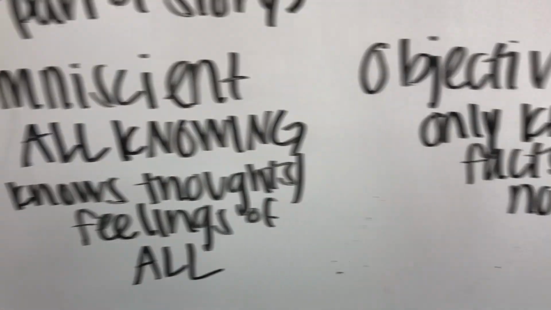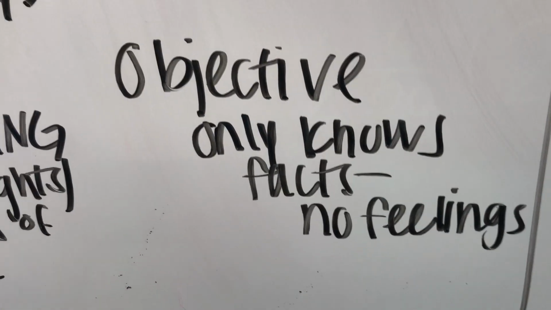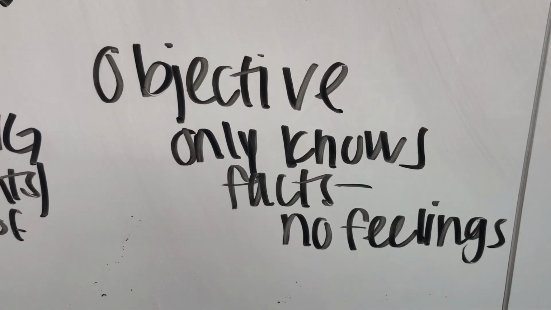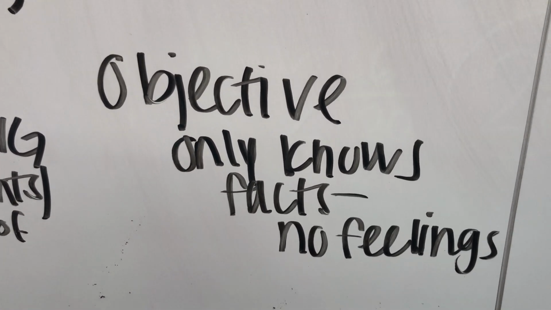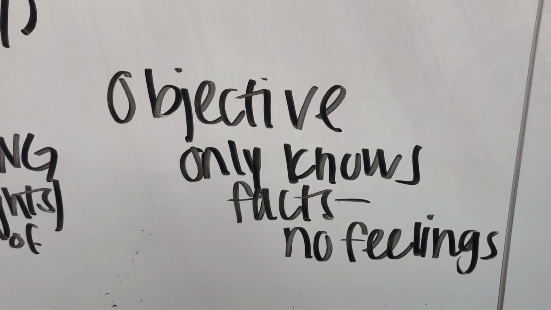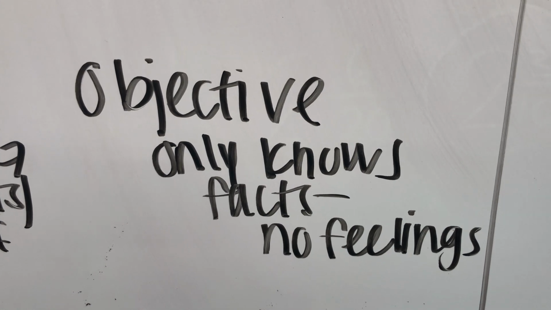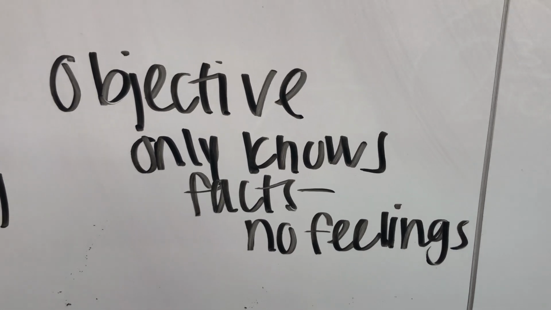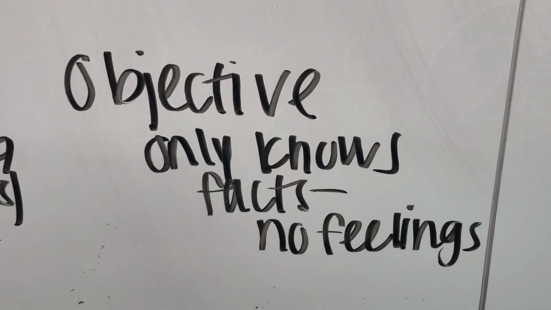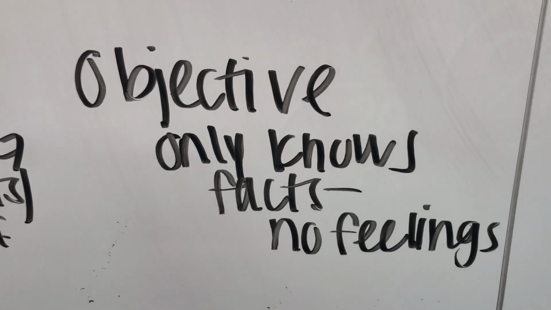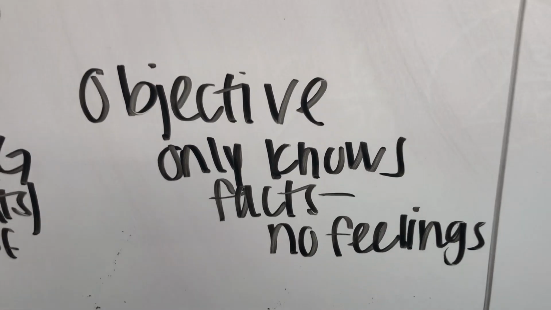Our last one is third person objective. For third person objective, they only know facts. So they know what everybody's doing. However, they do not know the feelings, they do not know what people are thinking. So here we only know what it is that you can see, not what it is that they are thinking.